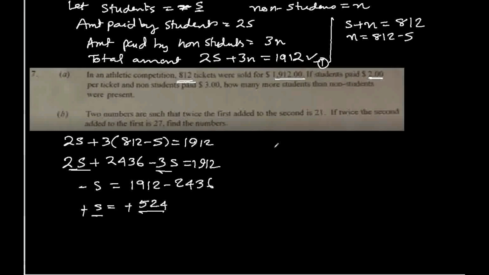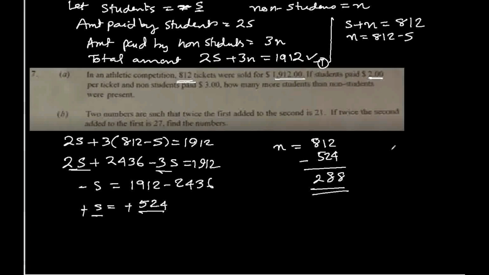That means the non-students will be, of the total, how many? 812 minus 524, which will come out to be 288. Non-students were 288. They asked how many more students than non-students were present.